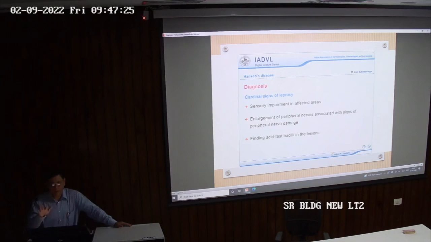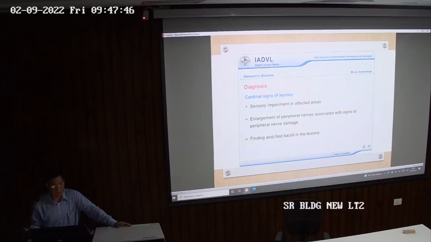So it's not that all three are gone in all the patients. The first one to go is the temperature, then the touch sensation, and prick is the last one to go. Pain, if you prick hard with a needle, he will feel something, but that is also lost in a few cases. Second is enlargement of peripheral nerves associated with signs of peripheral nerve damage.